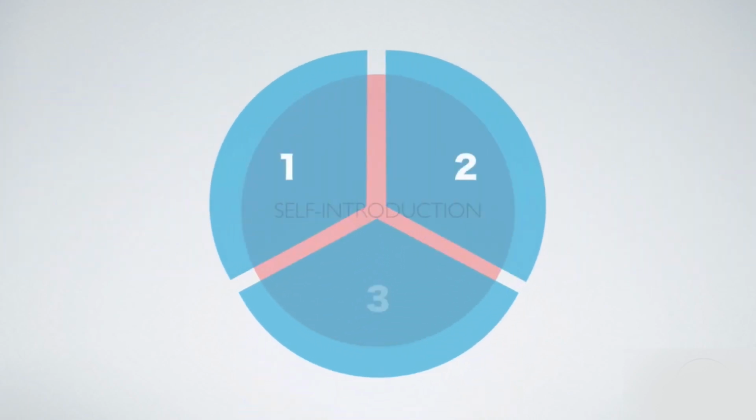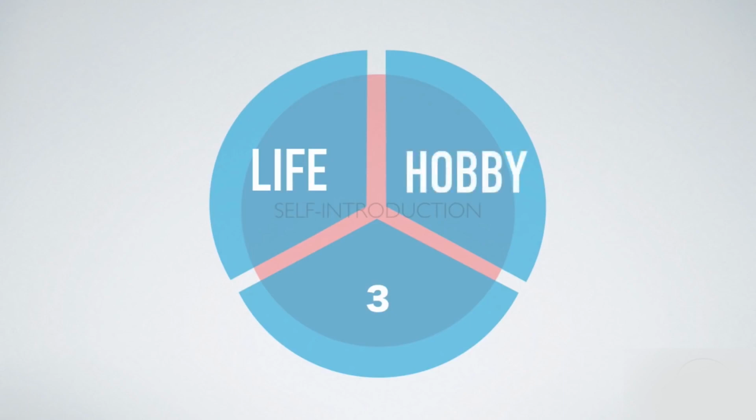Introducing yourself in English can be viewed as a circle made up of 3 parts. Number 1 is life. This is where you talk about who you are and where you're from. Second is hobby. This is where you talk about your hobby and the reason why you choose it. Last, number 3 is dream. This is where you share your vision about your future.